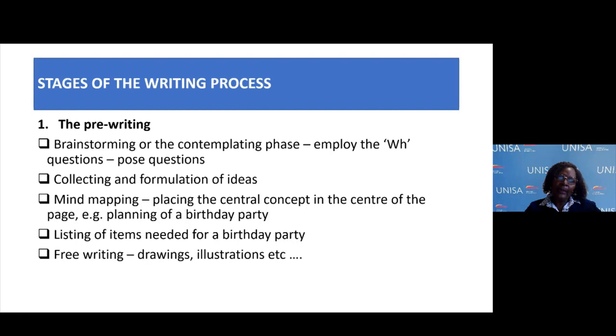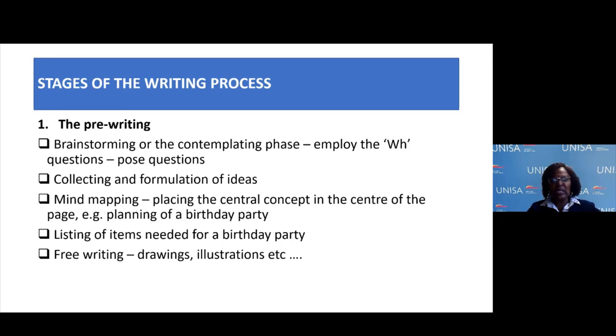So I came up with some stages of the writing process. Remember what I have been explaining, it flows to this, because now we are coming to the final product, which is the writing. So when you are writing, you must go through some stages. You have what we call pre-writing. Pre-writing ties up with brainstorming, because you are contemplating how to approach your writing.